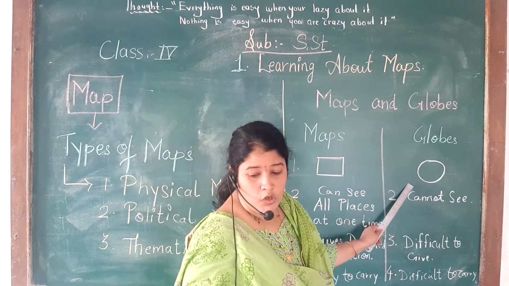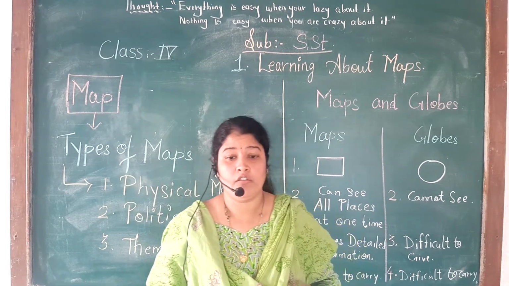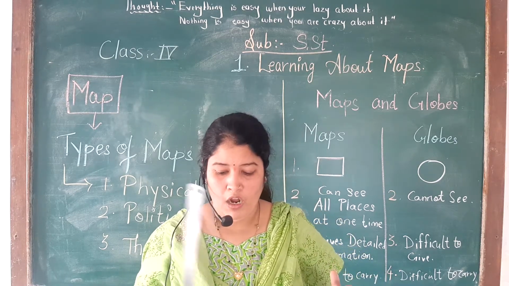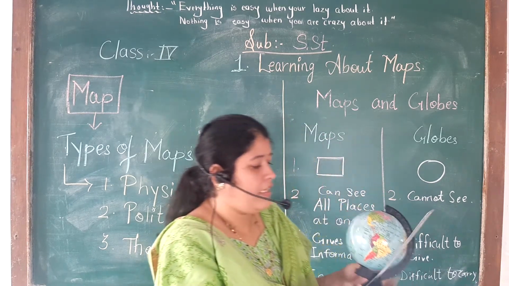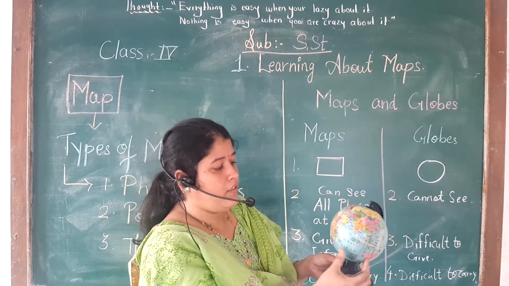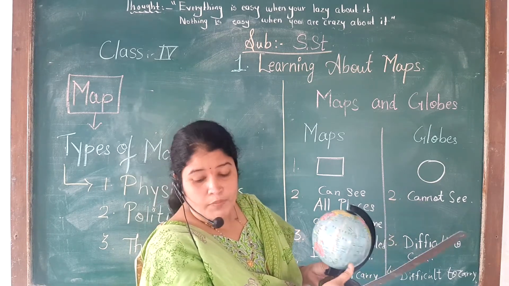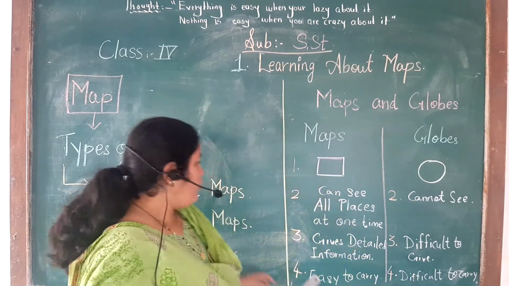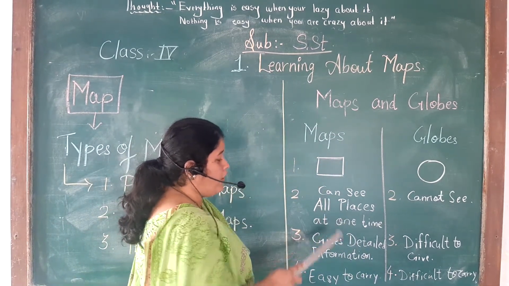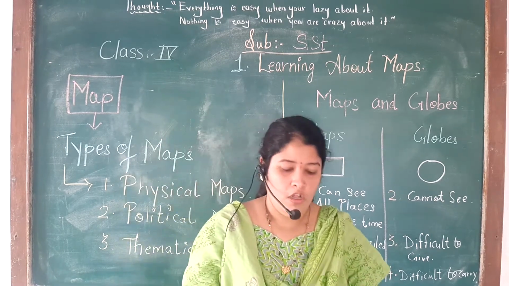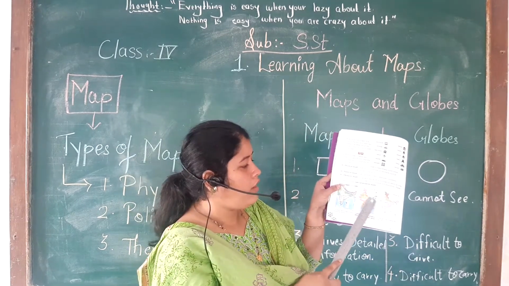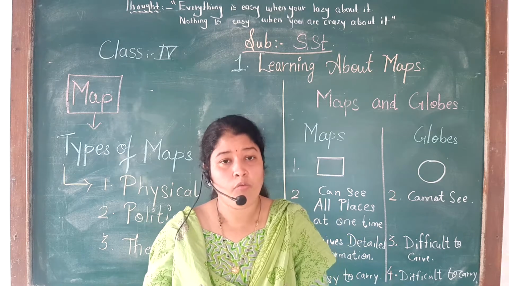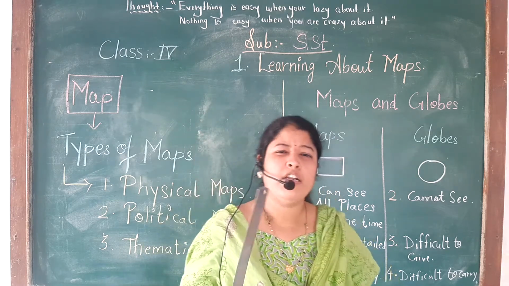Then what is a globe? Globe is a spherical model of the earth, and shows the earth as seen from outer space. Now see, when you are seeing, it is showing from outer space, not inside things. So that's why it is a spherical model of the earth as seen from outer space. Now see, you can see all the places at one time. Now I have shown you the map, so all the places can be seen at one time. But can you see all the places on a globe at one time? No. You can see, but it becomes a bit difficult.